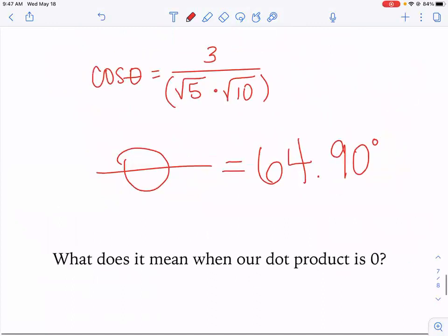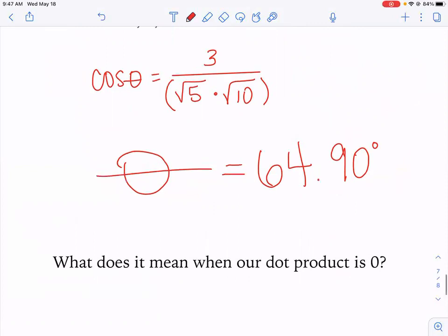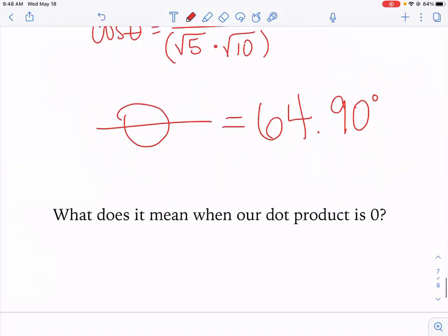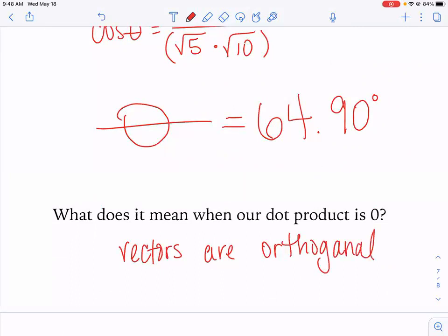So what does it mean when our dot product is 0? Okay. If our dot product is 0, then our angle is 90 degrees, which means our vectors are orthogonal. It means perpendicular vectors. It's just a fancy word.